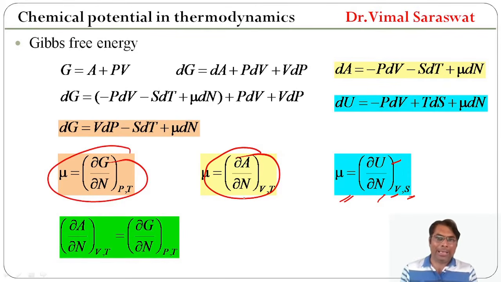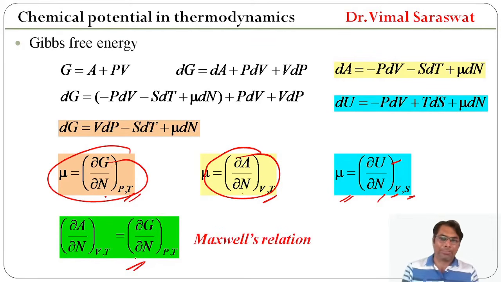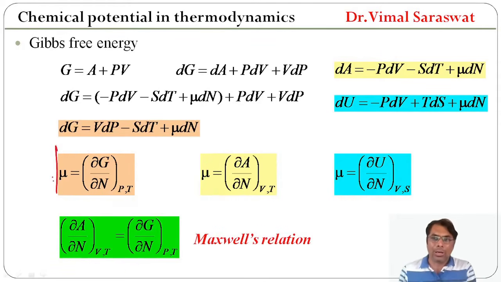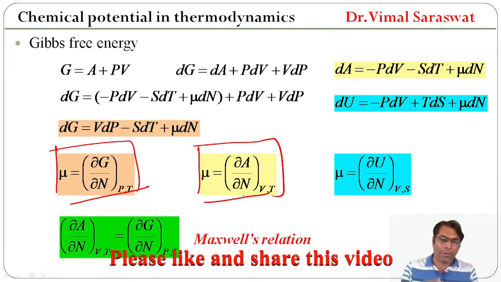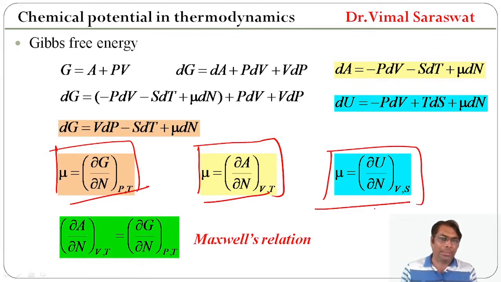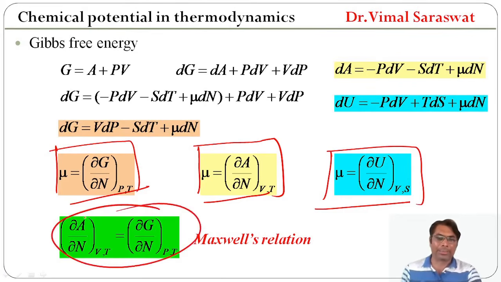Now if we compare these equations, then del A by del N at constant V and T is equal to del G upon del N at constant pressure and temperature, which is written here. And this is the Maxwell relation. So this equation gives the value of chemical potential in terms of Gibbs free energy. This gives the value of chemical potential in terms of Helmholtz free energy, and this gives the value of chemical potential in terms of internal energy, and this is the Maxwell relation.